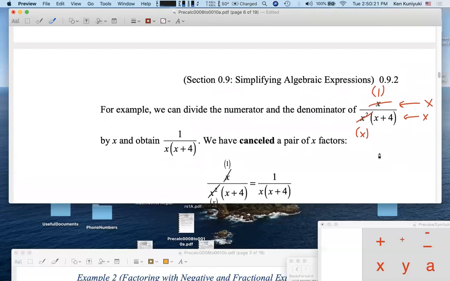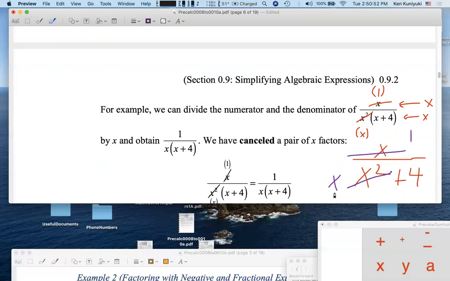Okay, now what if we have something like this? X over x squared plus 4. Now, a lot of students would do the following. Oh, x goes into x once, x goes into x squared, x times, I get 1 over x plus 4. No, you don't. Why not? Why is that illegal?